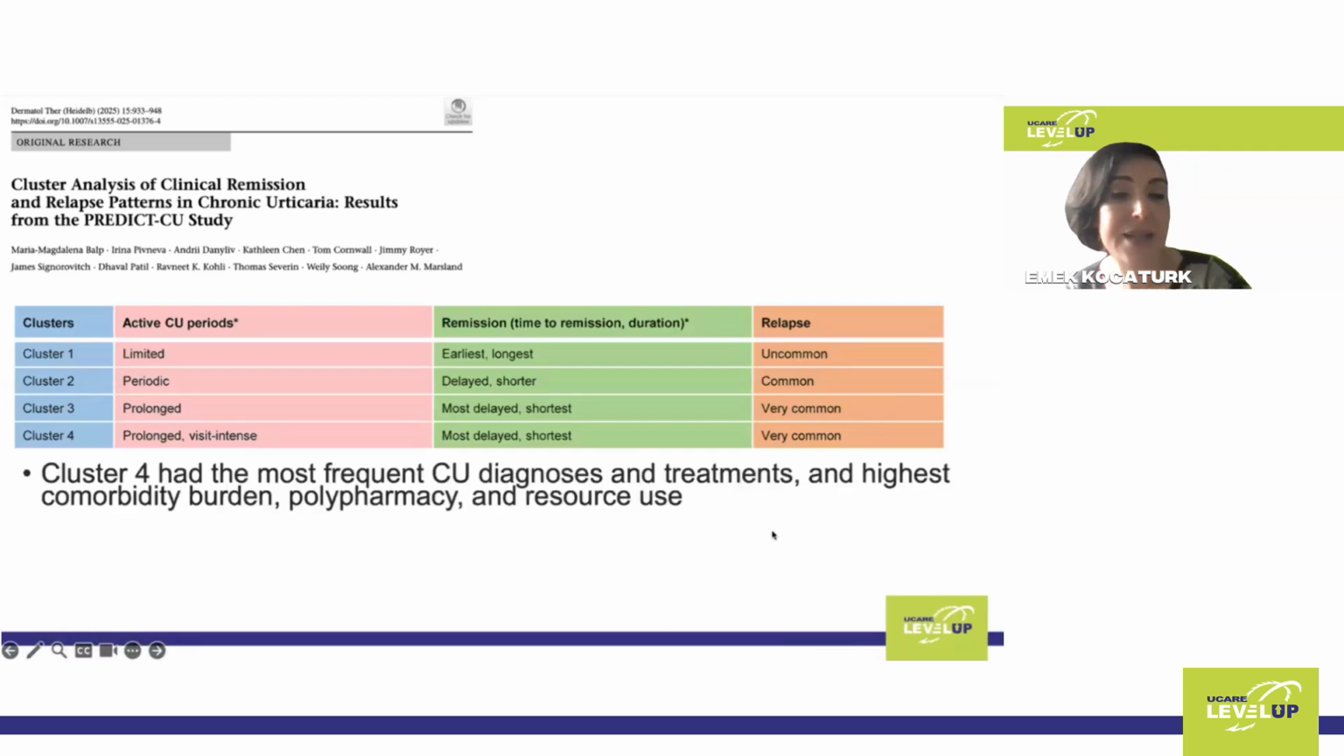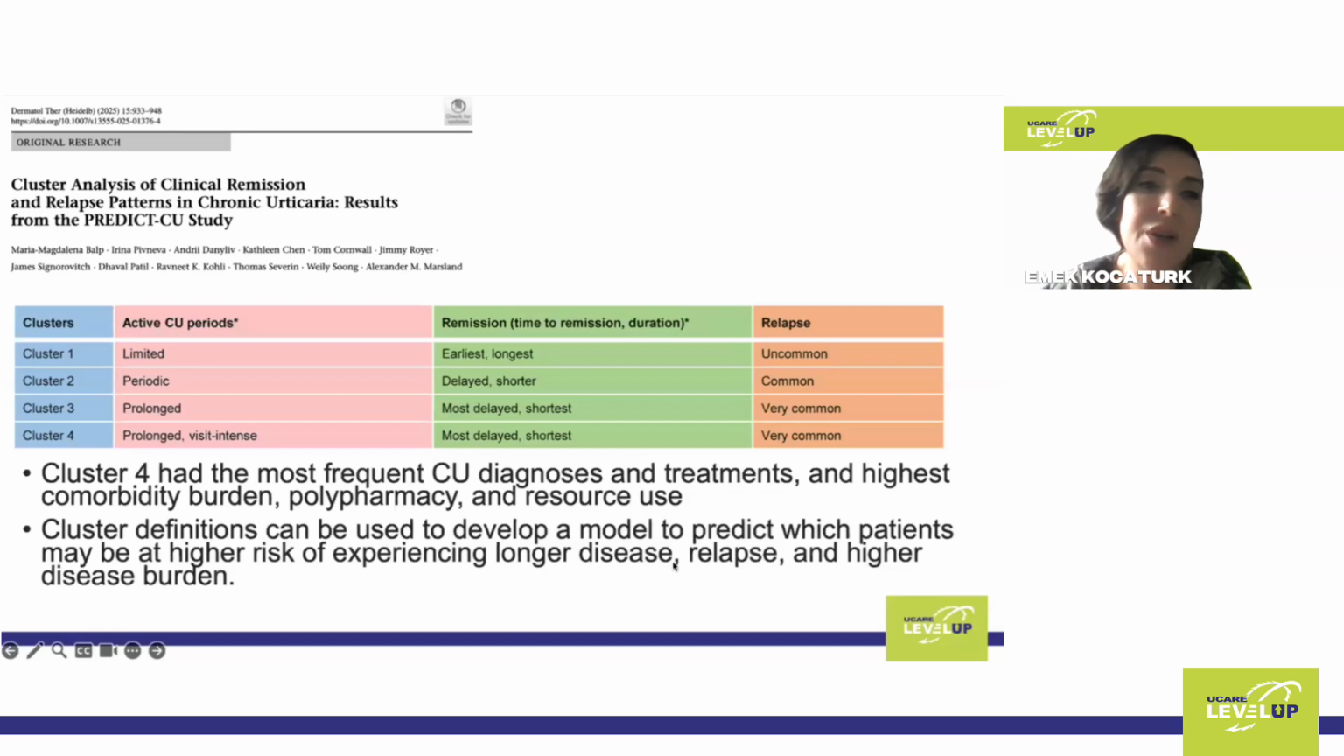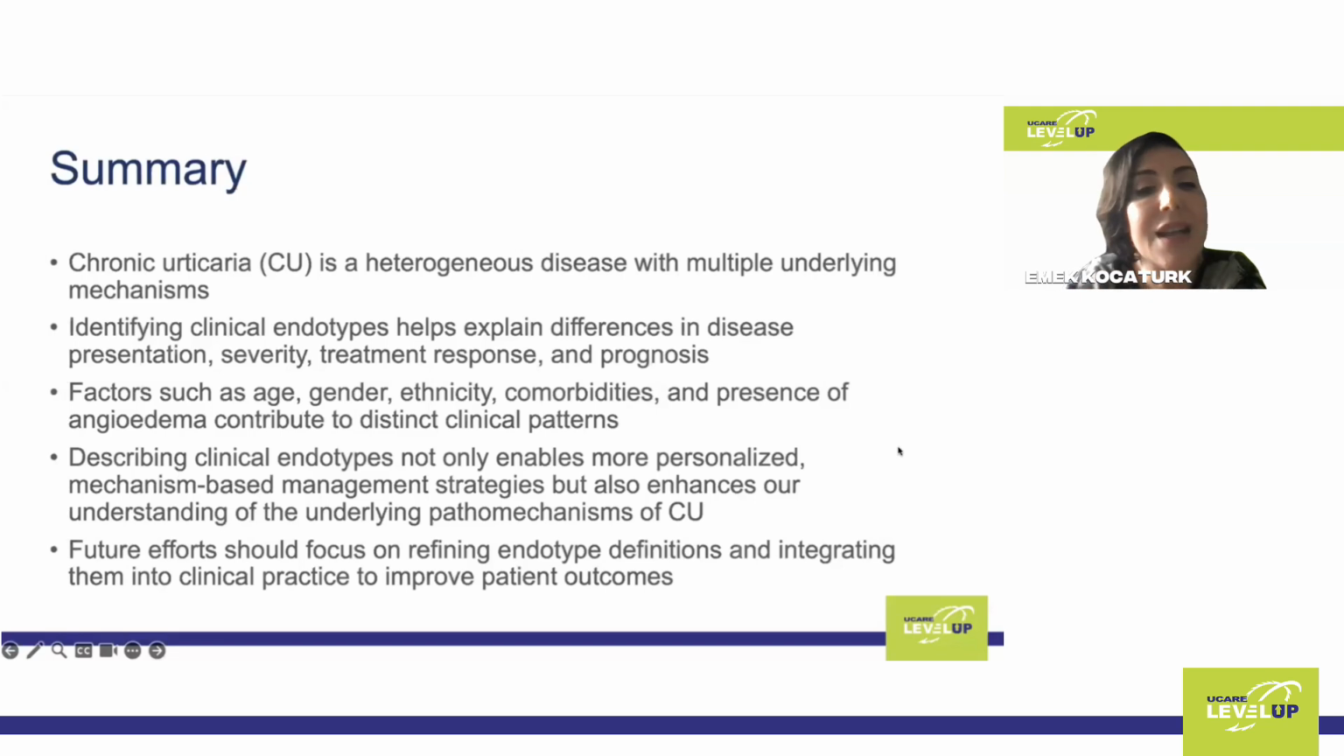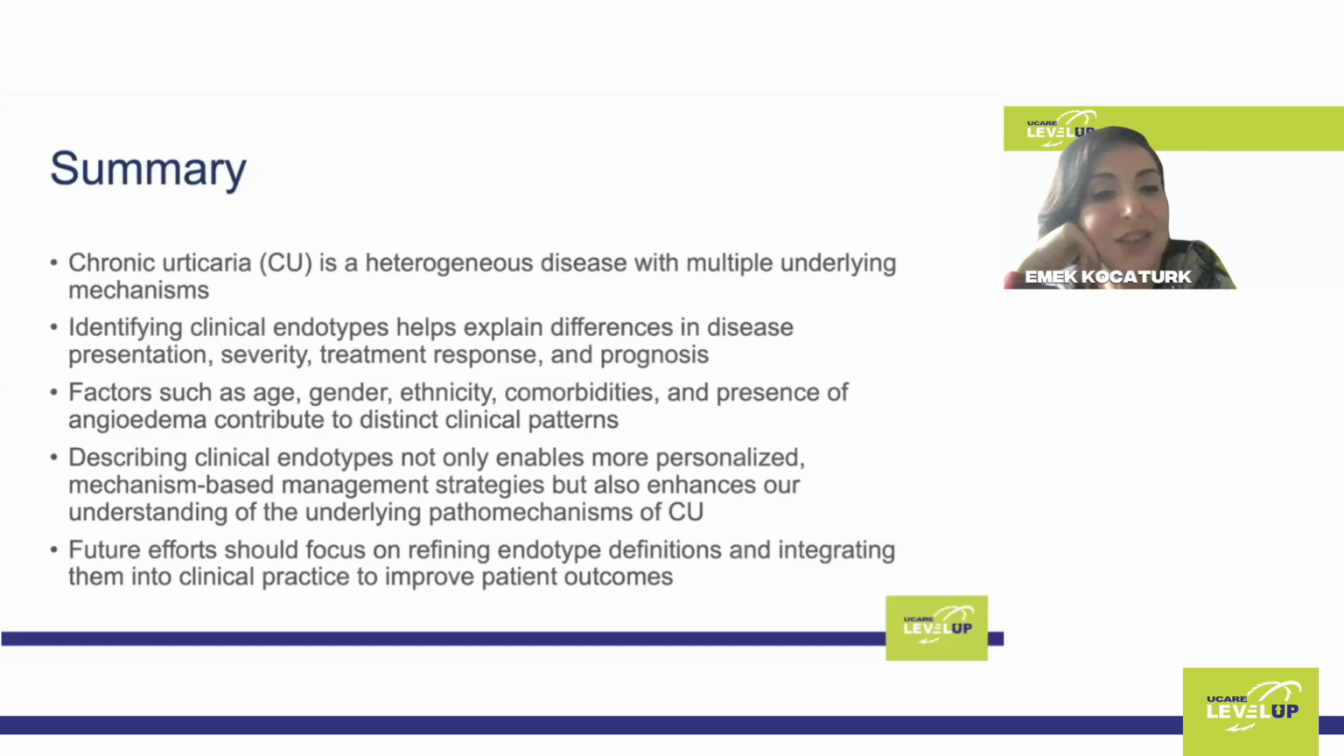They concluded that cluster 4 had the most frequent chronic urticaria diagnosis and treatments and the highest comorbidity burden, polypharmacy, and resource usage. So I think we are learning a lot of information from these analyses, comparing the clinical phenotypes of our patients. And then I think we will be learning more about the underlying mechanisms. And yes, with talking to each other, discussing and making presentations, I think we are learning a lot about chronic spontaneous urticaria. And thank you for your attention.